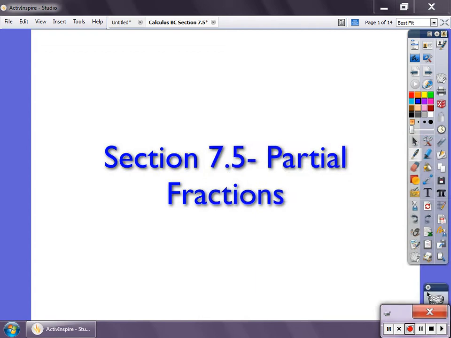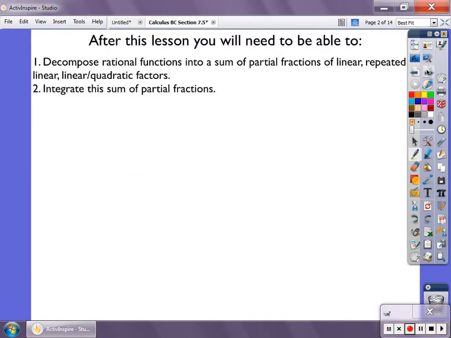Okay, today we're studying partial fractions, which is a really convenient way for us to integrate some very difficult functions that may not look difficult to begin with, but they're very, very involved. After today, you need to be able to decompose rational functions into a sum of partial fractions of linear, repeated linear, and linear quadratic factors, and then we're going to have to integrate this sum of partial fractions.